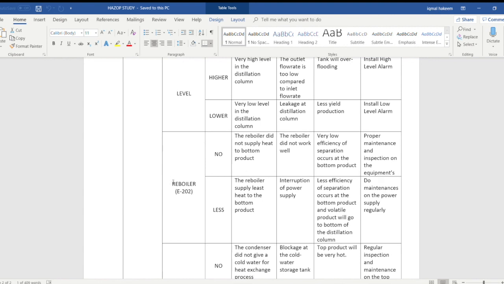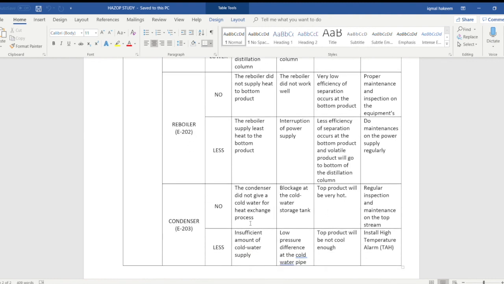So next one is reboiler E202. We have no or less. No or less is related to the heat supply. If no heat supply, there will be very low efficiency of separation at the bottom product. So in order to solve this matter, proper maintenance and inspection need to be done regularly.